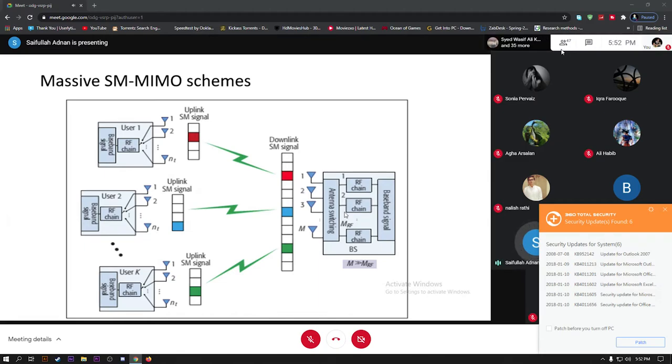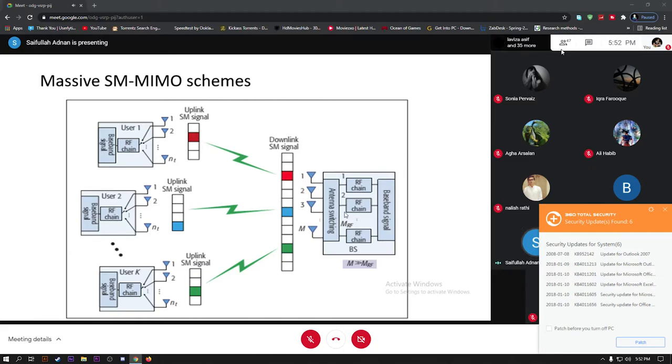If you notice, there is one user, user K. One user has NT number of antennas, like 1, 2 up to NT, it could be any number. But the important thing is that the user has only one RF chain. So for example, if the user sends one piece of information, it chooses only one antenna to transmit the signal. However, there are several antennas available.